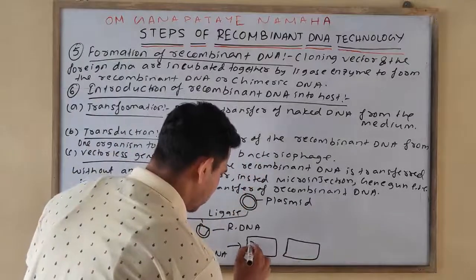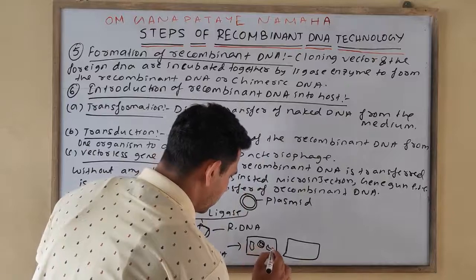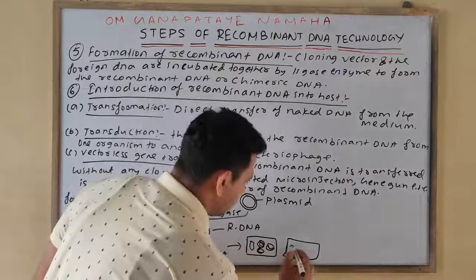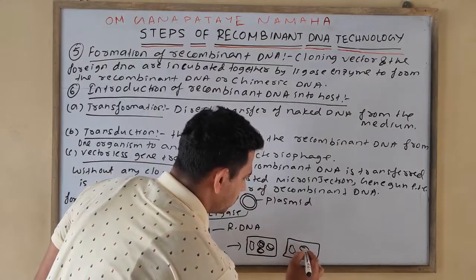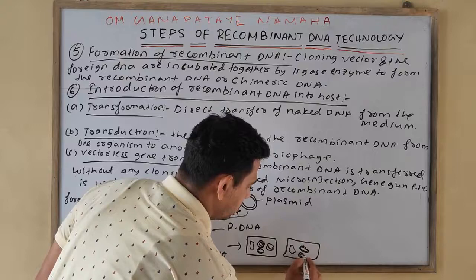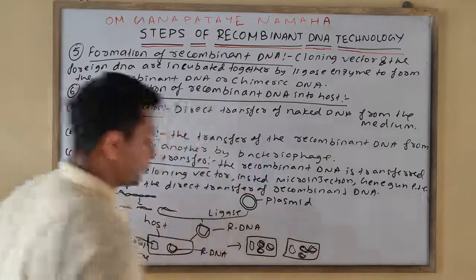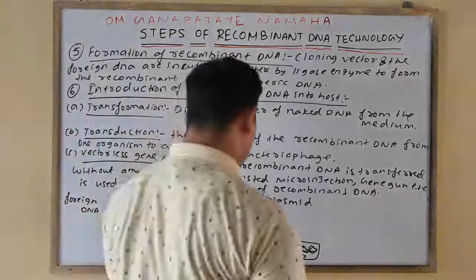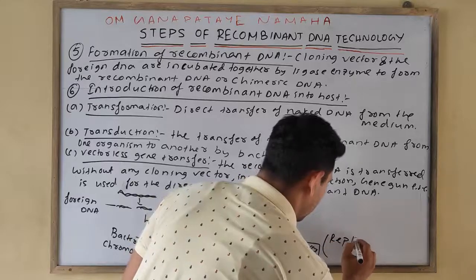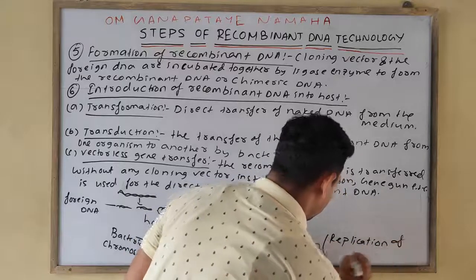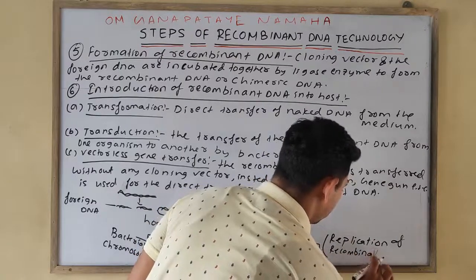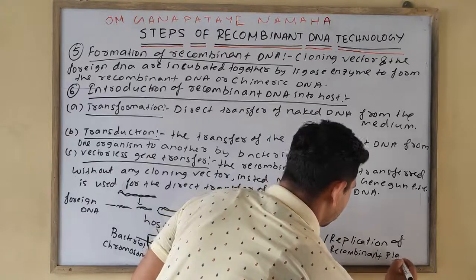Okay, this is the bacterial chromosome. These are the plasmids, or the recombinant DNA. So the replication of the recombinant plasmid takes place.